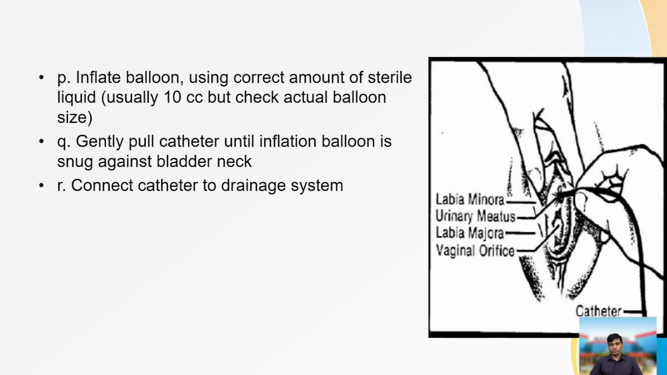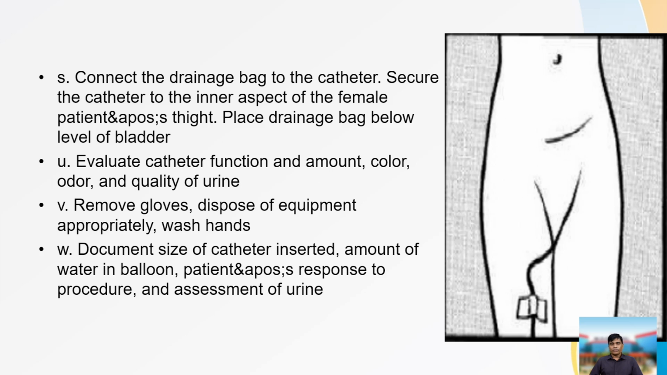Next, connect the catheter to the drainage system. Connect the drainage bag to the catheter. Secure the catheter to the inner aspect of the female patient's thigh. The place is different for male and female patients. Place the drainage bag below the level of the bladder.